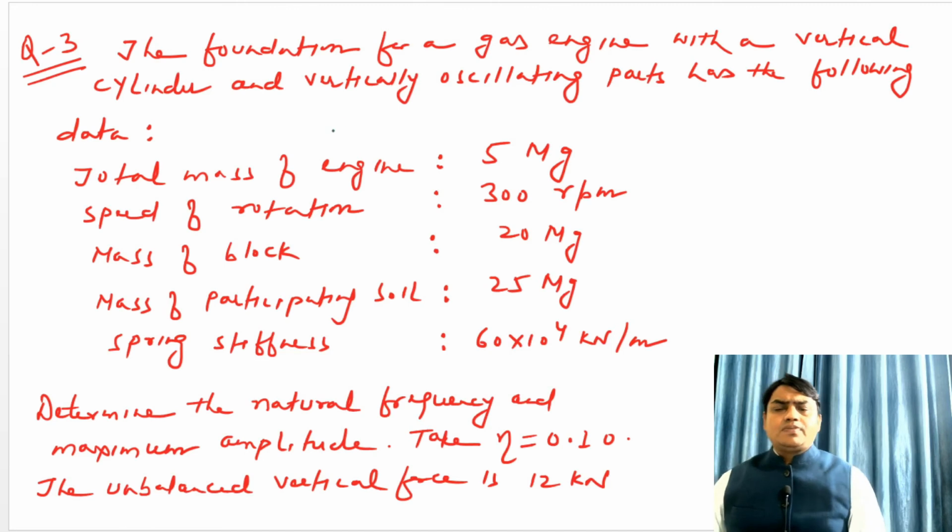Let us take another problem. The foundation for a gas engine with a vertical cylinder and vertically oscillating parts has the following data. Total mass of engine is 5 megagram. Speed of rotation is 300 rpm. Mass of block is 20 megagram. Mass of participating soil is 25 megagram. Spring stiffness is 60 into 10 to the power 4 kilonewton per meter. Determine the natural frequency and maximum amplitude. Take the damping ratio as 0.1 and the unbalanced vertical force as 12 kilonewton.